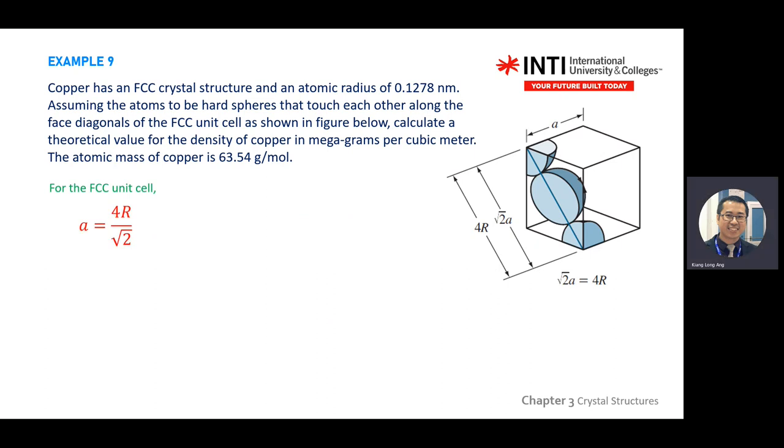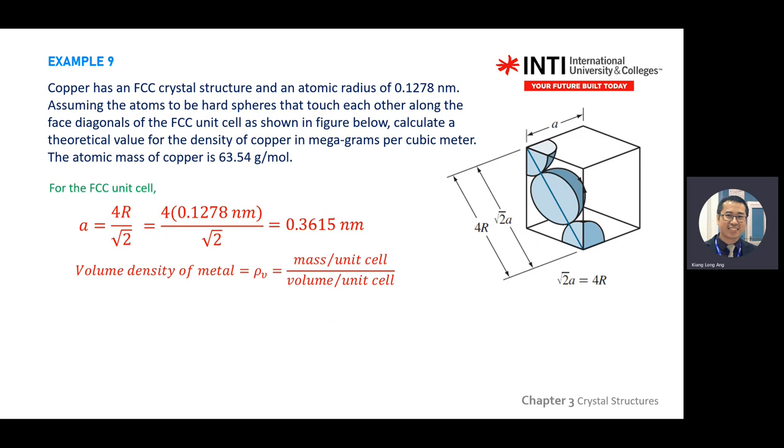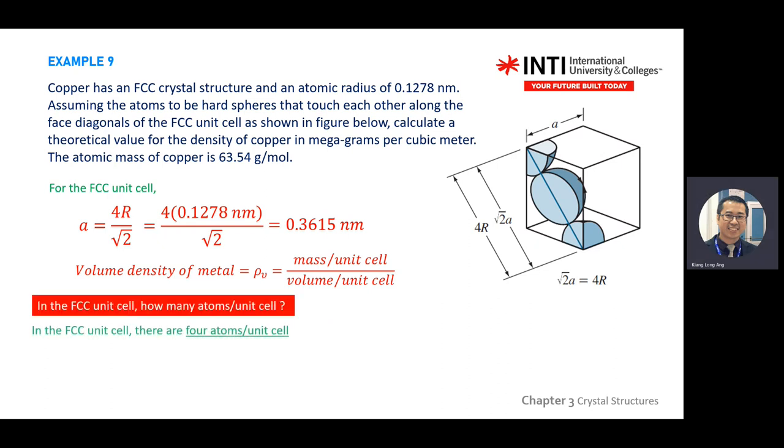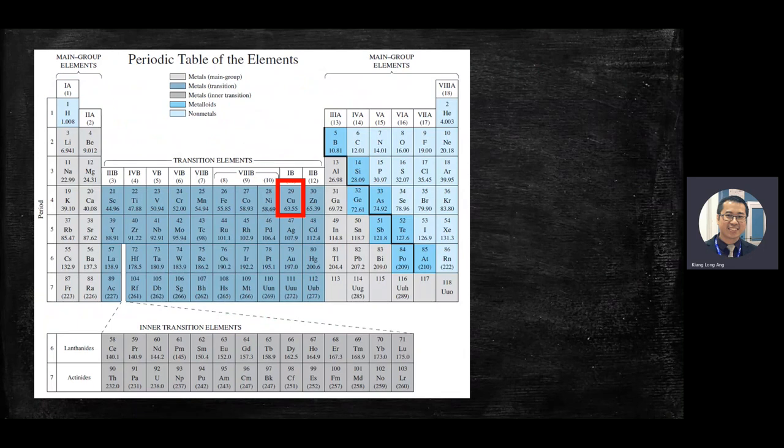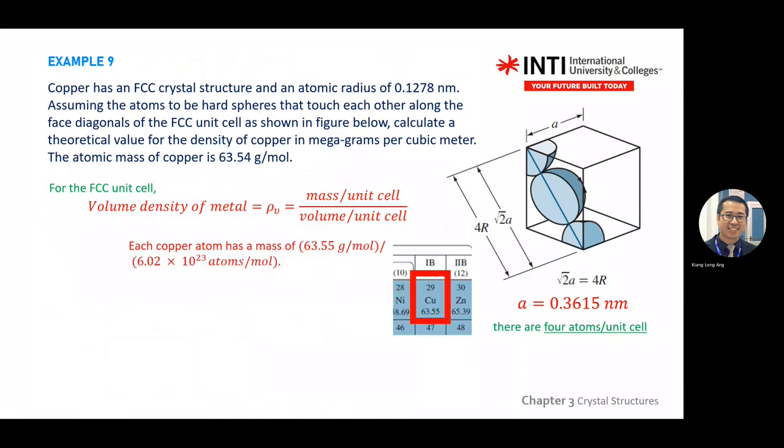So this one is extracted from the periodic table. You know, for FCC, a equals 4R divided by square root of 2. You replace the R value, and you get 0.3-something nanometer. Then you pull out the volume density equation, right? So you have 4, and then you go to the periodic table, copper, 63.55. You are given the atomic mass of copper in the question as 63.54, but in the periodic table you get 63.55. Okay, the periodic table is experimental data. As you learned in the very early beginning, you calculate AMU, then you get this number.